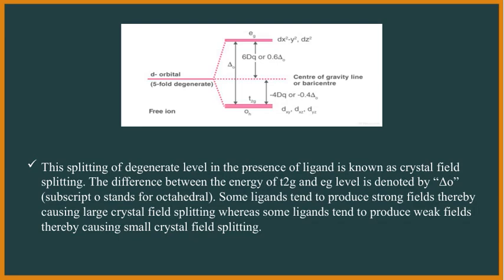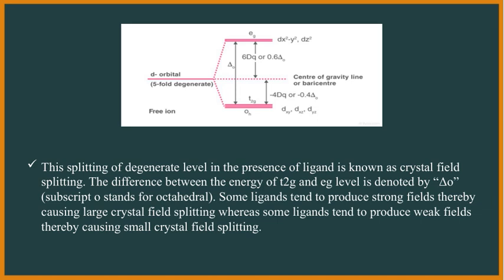Now, let's talk about what happens to the degenerate energy levels when a ligand is present. This process is called crystal field splitting. Essentially, the degenerate orbitals split into different energy levels due to the electrostatic interactions with the ligand. The key point here is the difference in energy between the t2g and eg levels, which we denote as delta O. The subscript O stands for octahedral, indicating the geometry we're considering. This energy difference is crucial because it influences the electronic structure and properties of the complex.